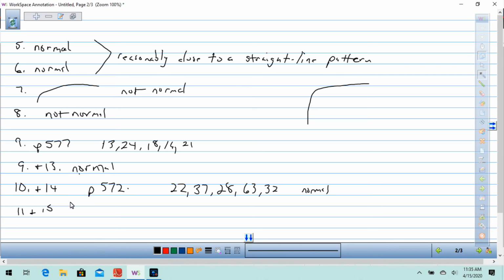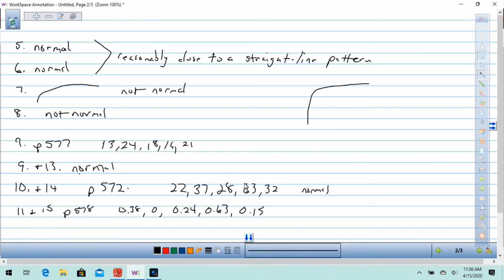11 and 15. It says the weight in pounds of discarded yard waste listed in data set 31. So I think that's going to be on page 578. And yard: 0.38, 0.24, 0.63, and 0.15.